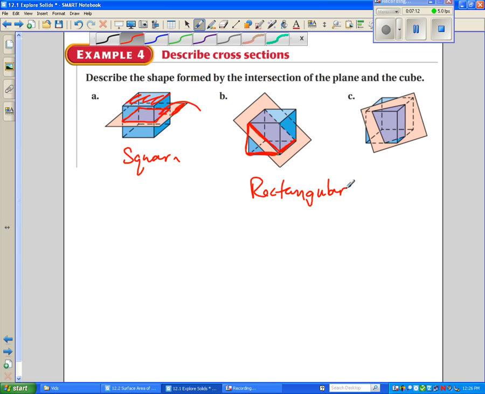In this case, we have these 2 lines parallel because in a cube, the faces on the top and the bottom are parallel, so those lines are parallel. And these, since this plane is slanted, are not parallel. So this is a trapezoid. We don't know if this distance is equal to that one, so the only thing we can say for sure is that it's a trapezoid.